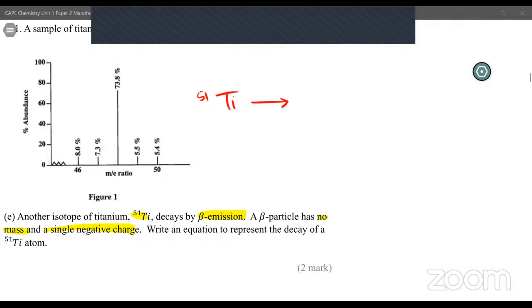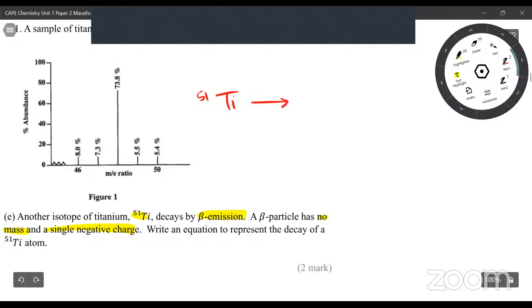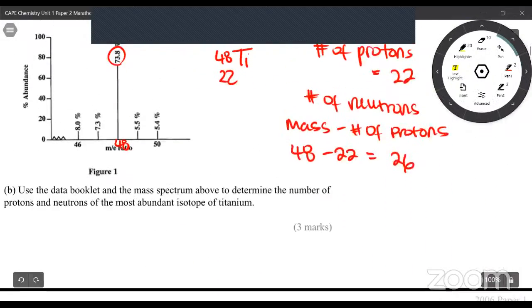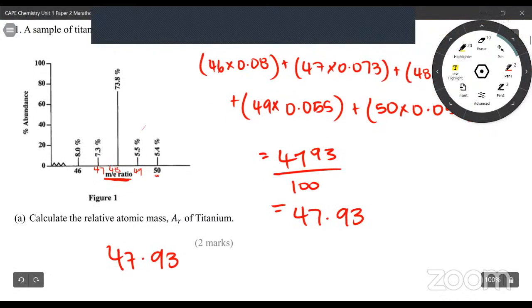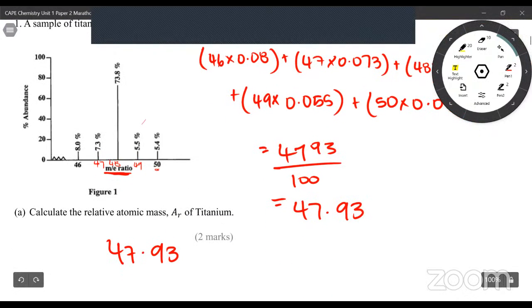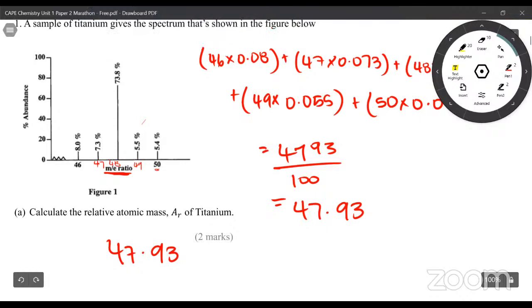Oh yeah, for the question where we worked out the relative atomic mass, let me go back up to it. Yes, you can round off, but I wouldn't advise it. At least leave one decimal place. All right.